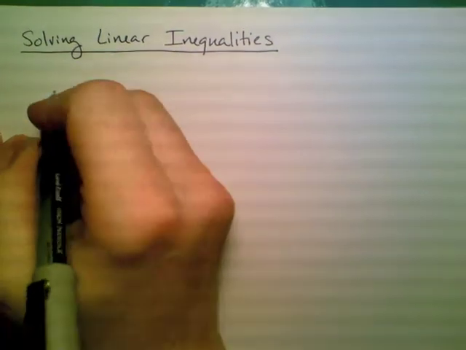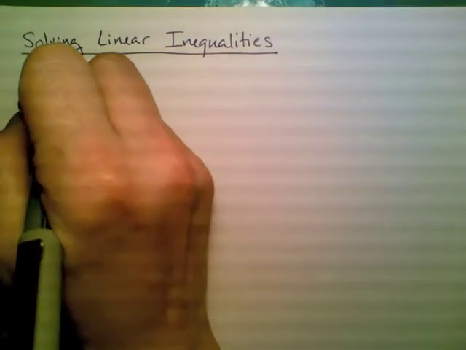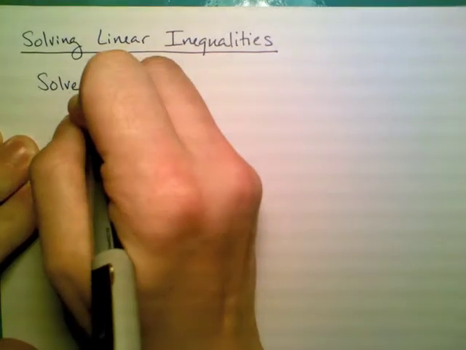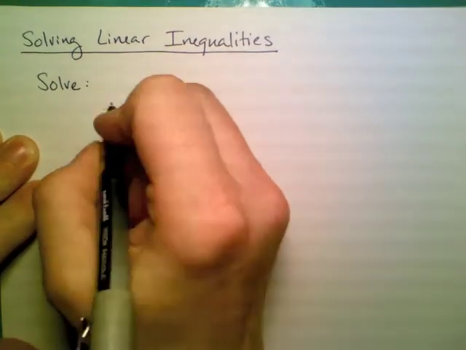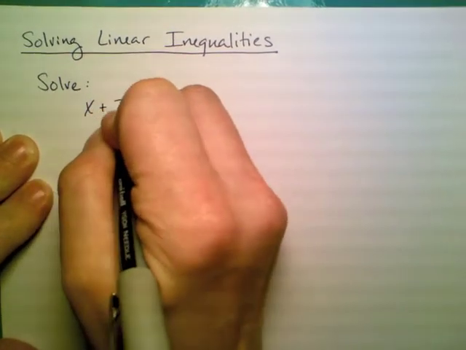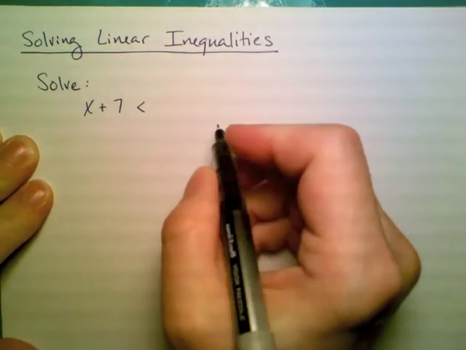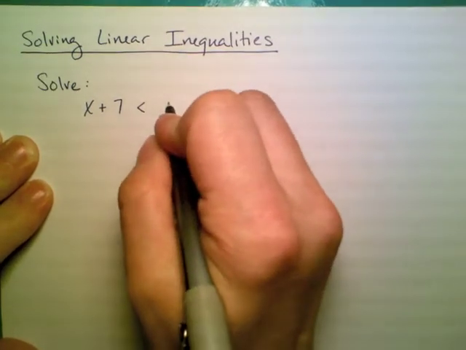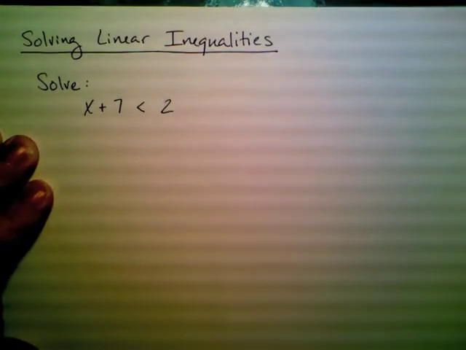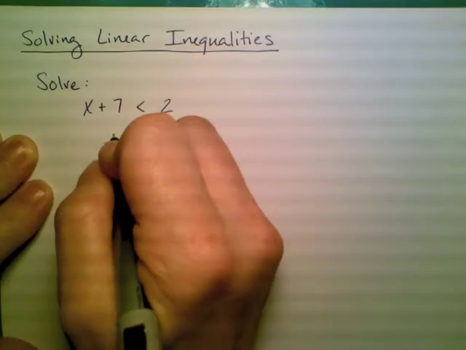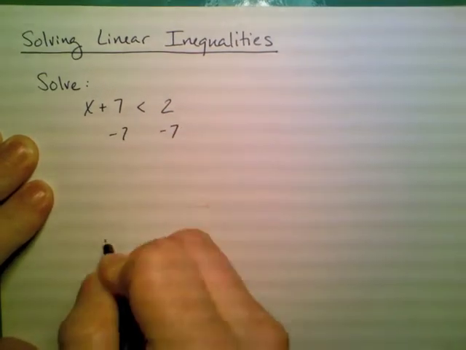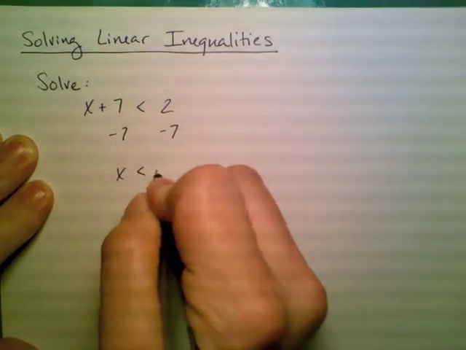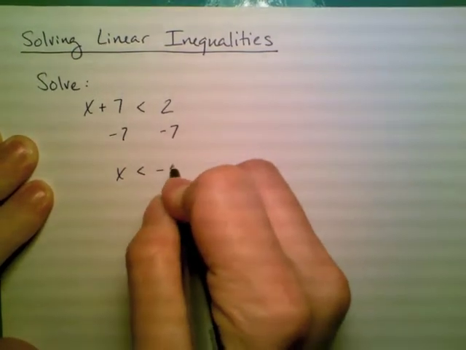Talk about solving linear inequalities. This should be review for most of you, but let's just go ahead and work some examples. So if I want to solve the inequality x plus 7 is less than 2, similarly to solving an equation, I can subtract 7 from both sides and end up with x is less than -5.